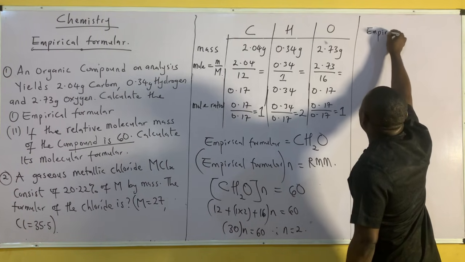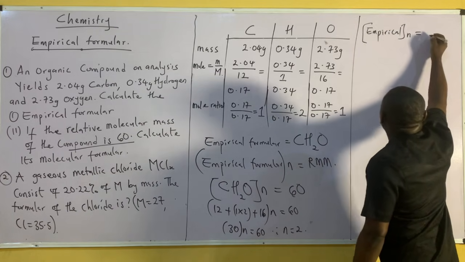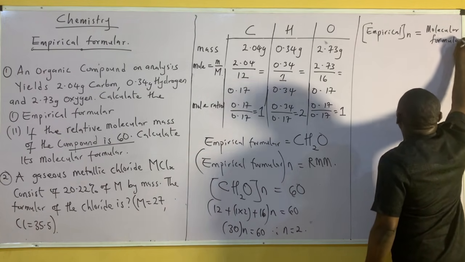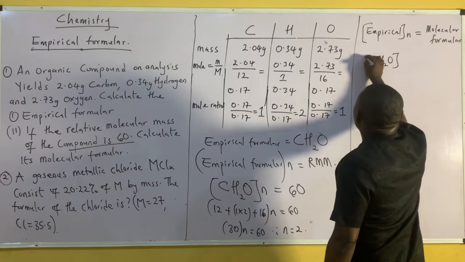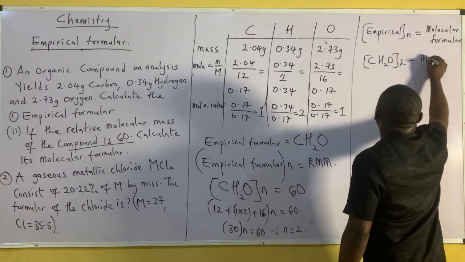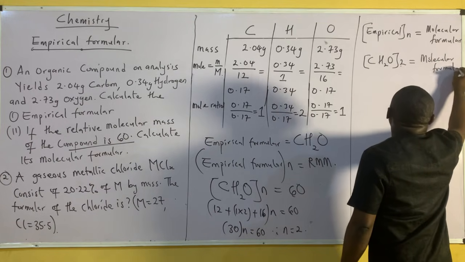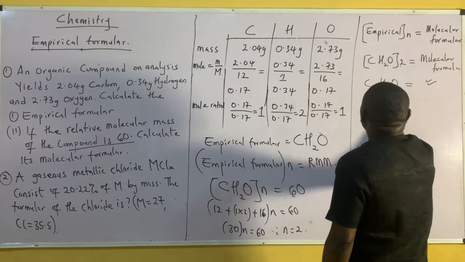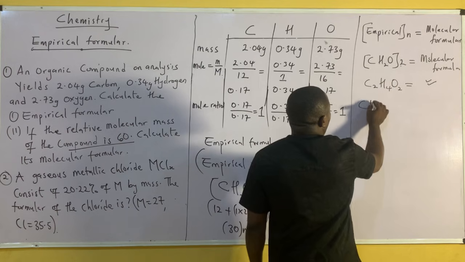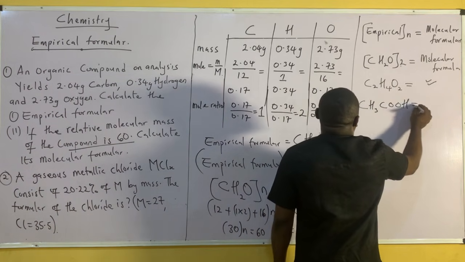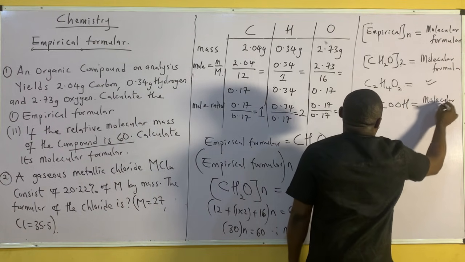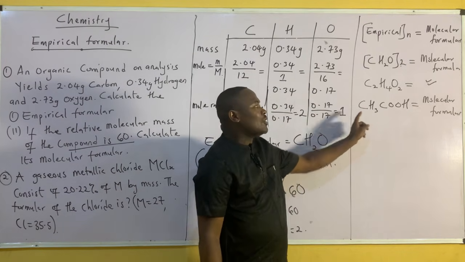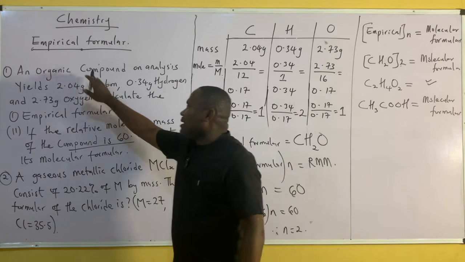So if my N equals 2, I conclude by saying empirical formula, bracket N is equal to our molecular formula. Therefore, I have CH2O bracket 2 equal to our molecular formula. It becomes C2H4O2, which is now our molecular formula. This can also be expressed as CH3COOH, which is equal to 60. So this is the molecular formula of the organic compound we are talking about.